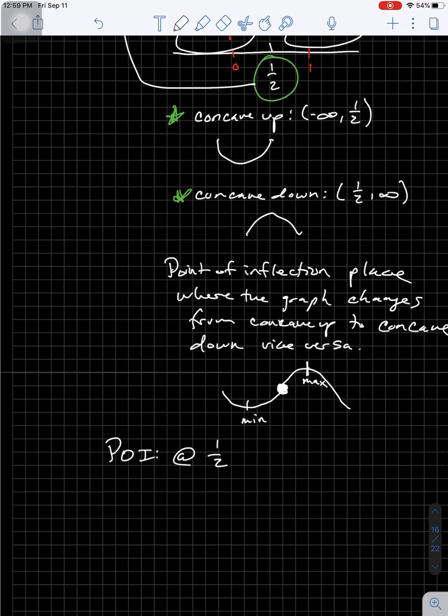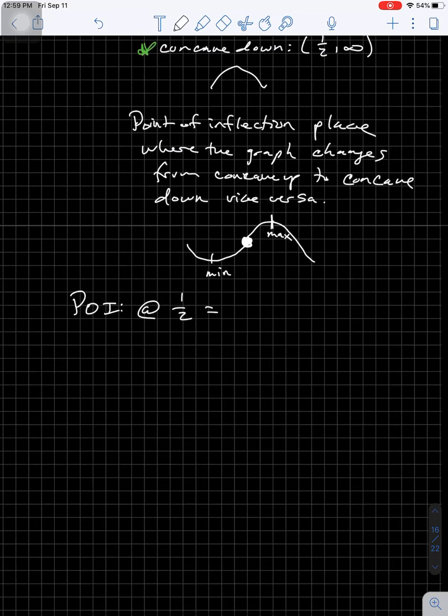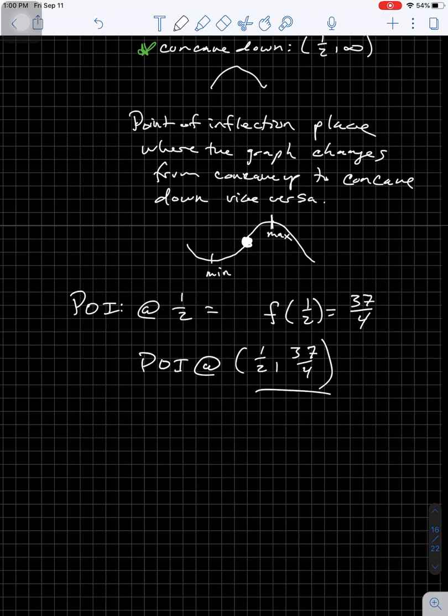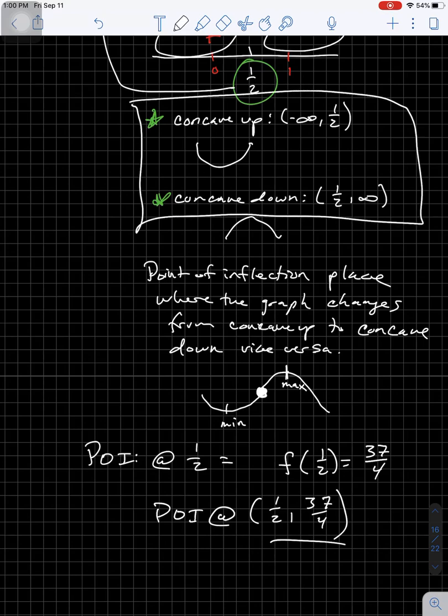So I plug in 1/2. It's a big mess. I think I calculated it and wrote it down here somewhere. It ends up being 37/4. So f of 1/2 equals 37/4, assuming I cranked that out right, but you can verify that. So I've got a point of inflection at (1/2, 37/4), right there. Okay, so that would be the answer to the question: my intervals of concavity, and where my point of inflection is.